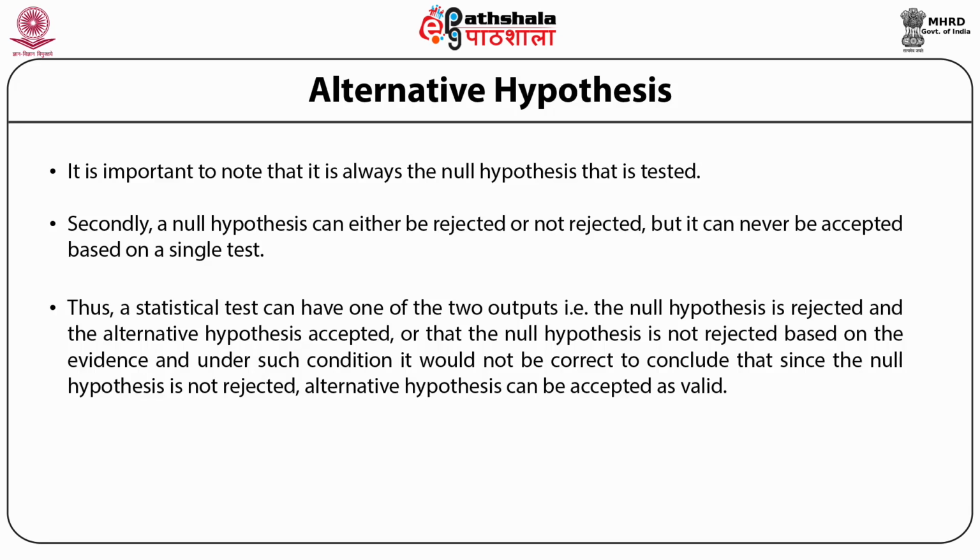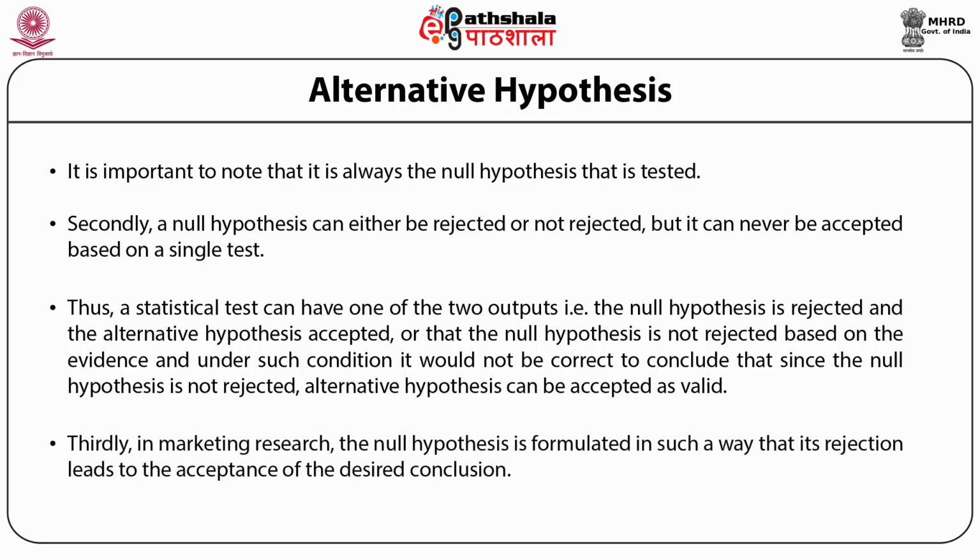as valid. The third point that we should keep in mind is that in marketing research, the null hypothesis is formulated in such a way that its rejection leads to the acceptance of the desired conclusion. The alternative hypothesis represents the conclusion for which the evidence is sought.